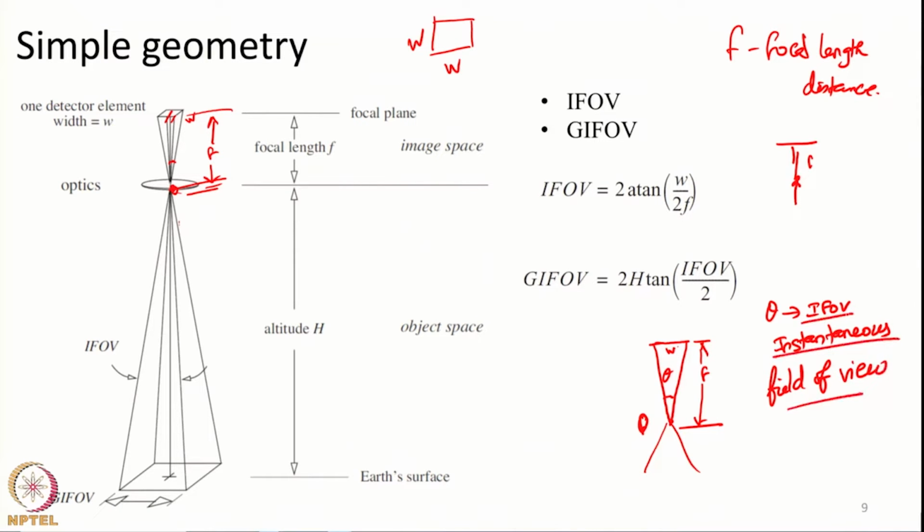So, what does this IFOV define? The IFOV is actually determined by two parameters. One, the detector width, how wide or how small the detector element is, the physical size of the detector, maybe in the order of a few micrometers, and two, the focal length of the system. These two will determine this angle, IFOV.